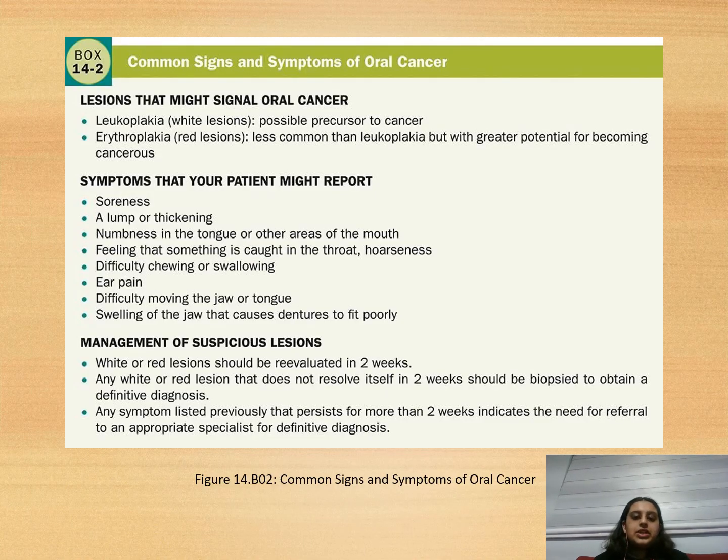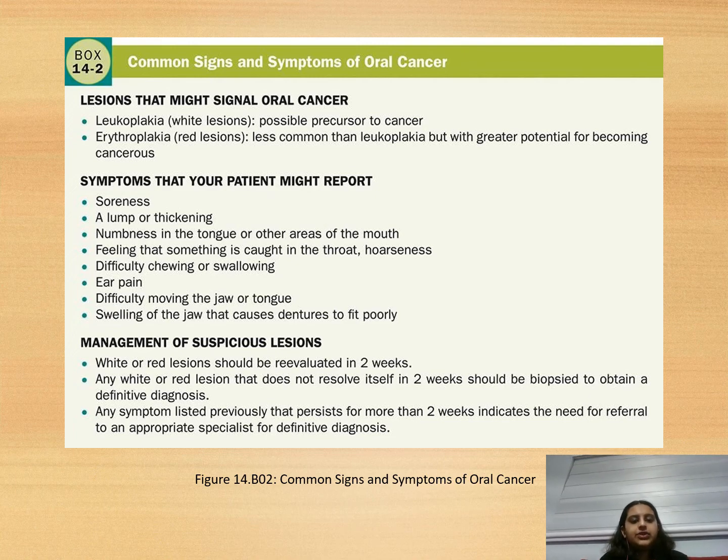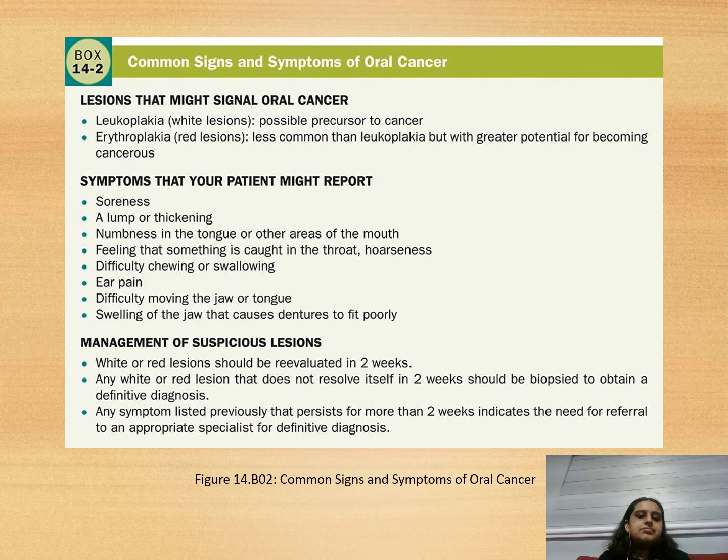There's a nice table to show what some signs of oral cancer are. So patients can say, I have soreness, I have ear pain, I have difficulty moving my jaw, something's off. Can you check this out? Honestly, any symptom, you should take it seriously, take a look at it, see if it doesn't heal within 2 weeks. If it doesn't resolve, send them to a pathologist, get it confirmed. I can't repeat this more and more.